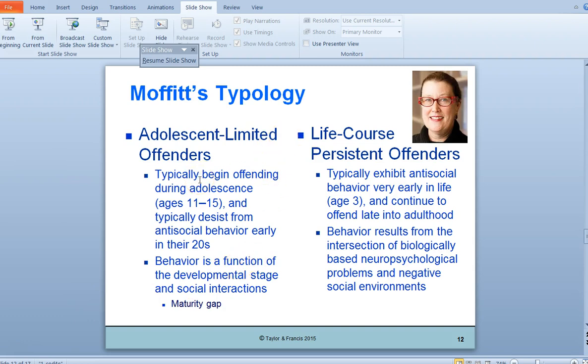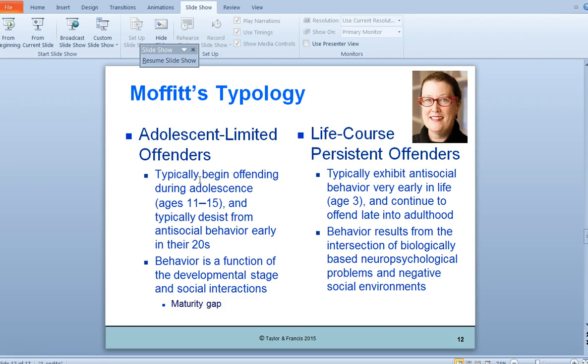We moved to Moffitt's typology, and she said we have adolescent limited offenders and life course persistent offenders. The adolescents typically begin offending during adolescence and usually stop within their early 20s. This is also supported by a lot of research that if we would just continue working with juveniles, a high majority of them will age out and won't commit any further crime after they reach their 20s. Anyway, under her typology, behavior is a function of the developmental stage and social interactions.